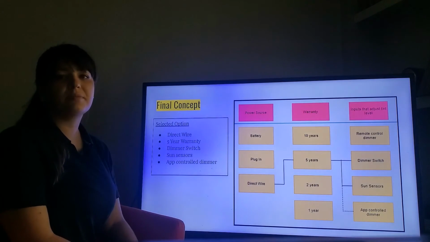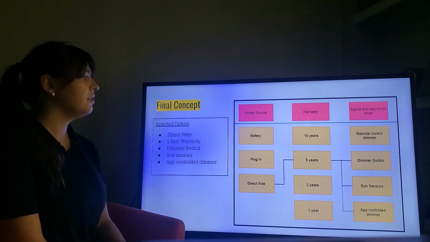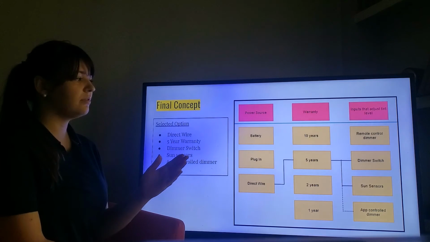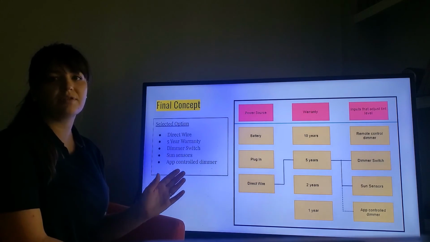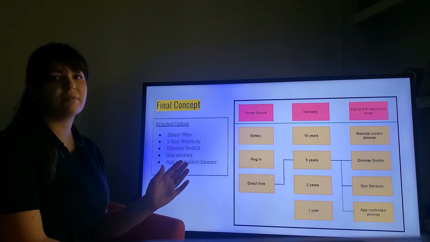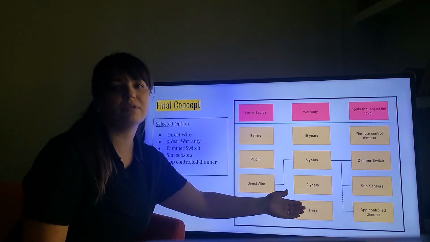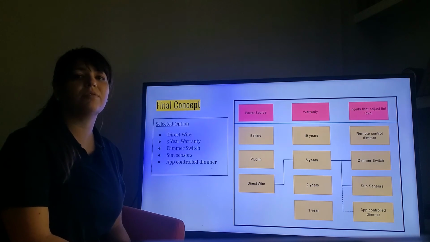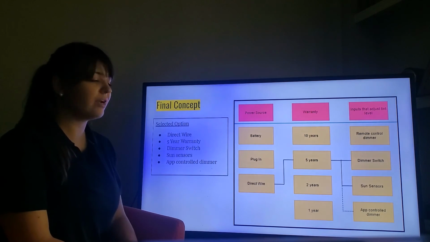But the option that we ultimately went with was the one with a direct wire power source, a 5-year warranty, and 3 inputs: a dimmer switch, sun sensors, and the optional addition of an app-controlled dimmer technology. The dimmer switch and the sun sensors will be part of the base product. However, we decided that we wanted to offer the app-controlled dimmer switch, shown here in the dashed line, as optional, because we found through the survey that those who are interested in it are actually willing to pay additional for it.